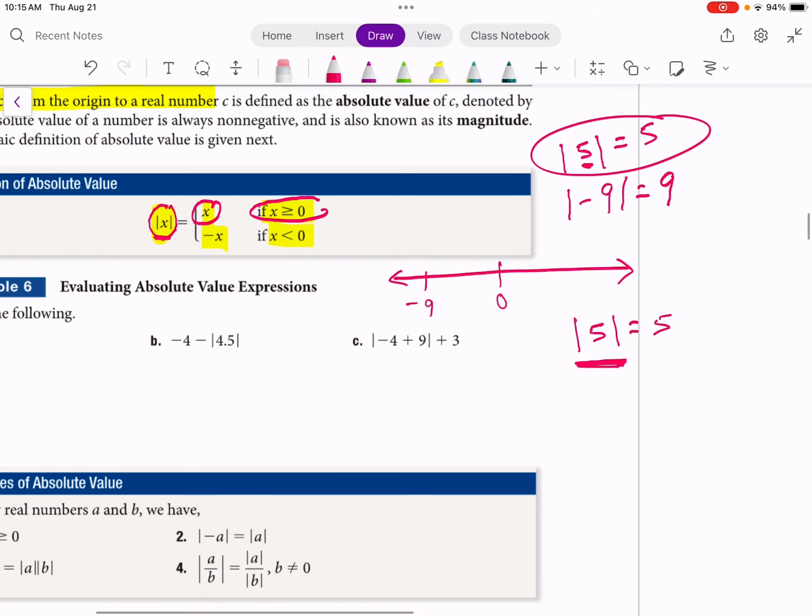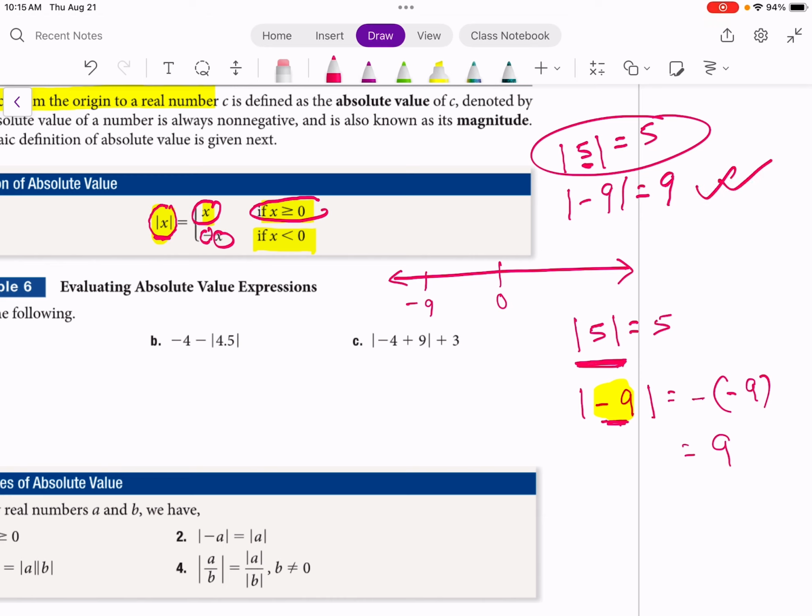Now if we have the absolute value of negative 9, our x is negative 9. x is negative 9 means negative 9 is less than 0, and the absolute value of negative 9 will be negative of x. So our x is negative 9, so negative of x, and we end up getting positive 9. This is how we calculate positive 9 here.